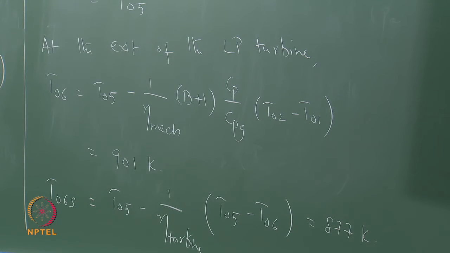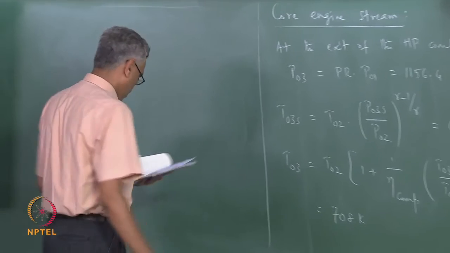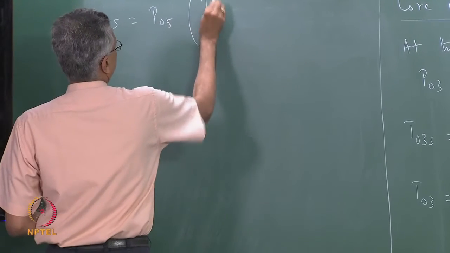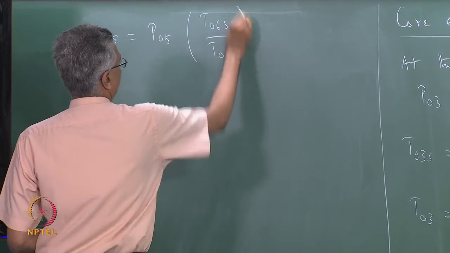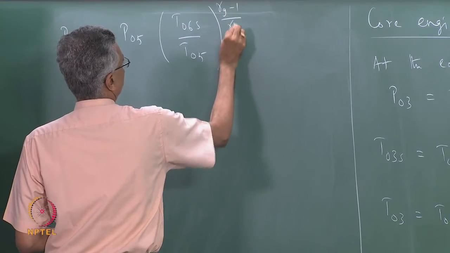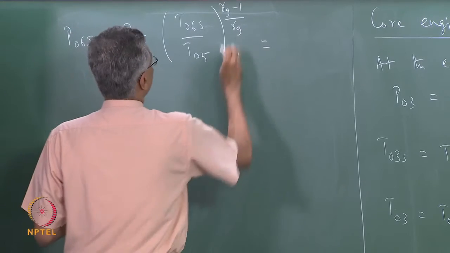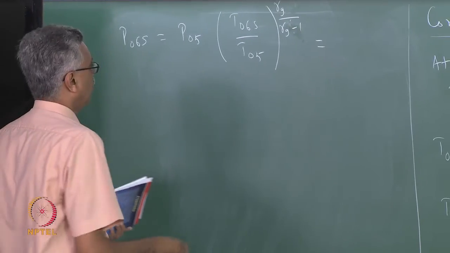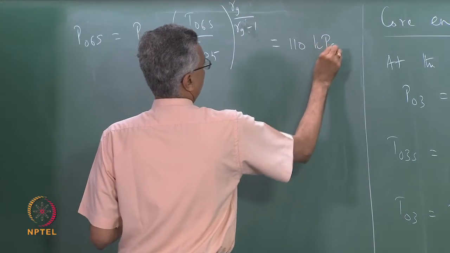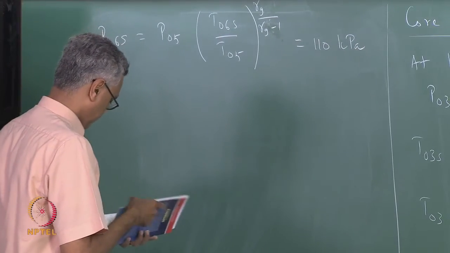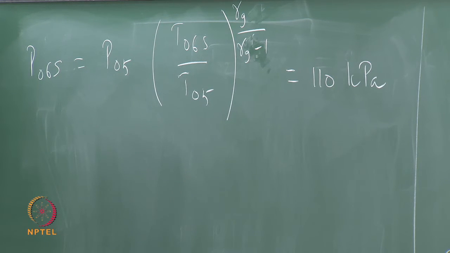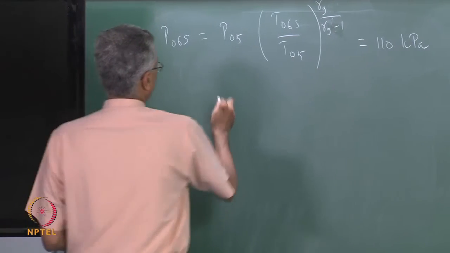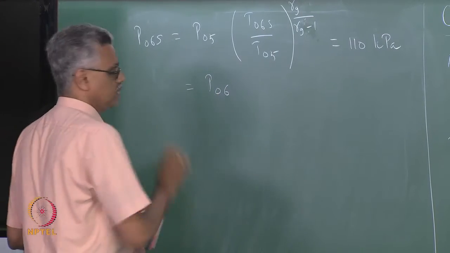So, once I have T06S, I can calculate P06S from the isentropic relationship. So, P06S is equal to P05 times (T06S divided by T05) raised to the power gamma G divided by gamma G minus 1. And this value comes out to be 110 kilopascal. So, this is also equal to P06. So I have T06 and P06.